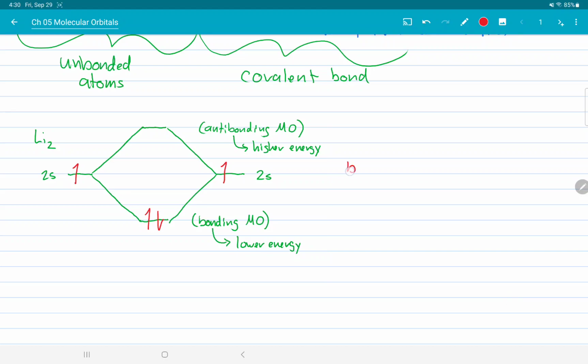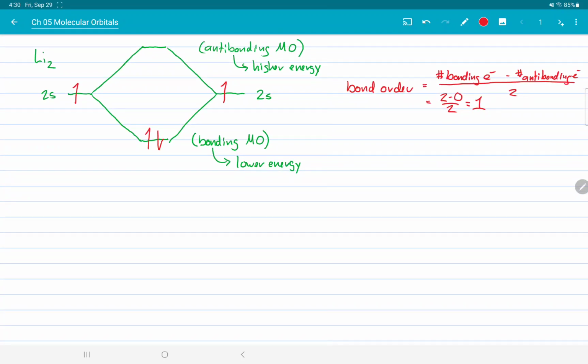So if we look at our bond order, it's the number of bonding electrons minus the number of anti-bonding electrons divided by 2. So we have 2 bonding electrons, and we have 0 anti-bonding. So, in theory, it should have a bond order of 1.